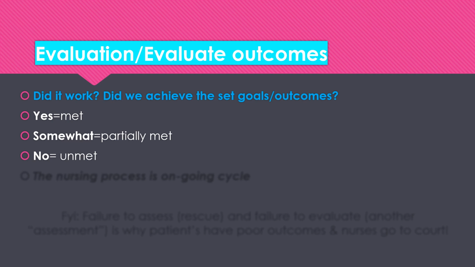If the patient did not meet the goal, we need to figure out why, similarly to what we did in somewhat meets. Sometimes if they don't meet the goal, we have to start all over again with a brand new goal or even a brand new problem. Remember that the nursing process is an ongoing cycle. It never ends.